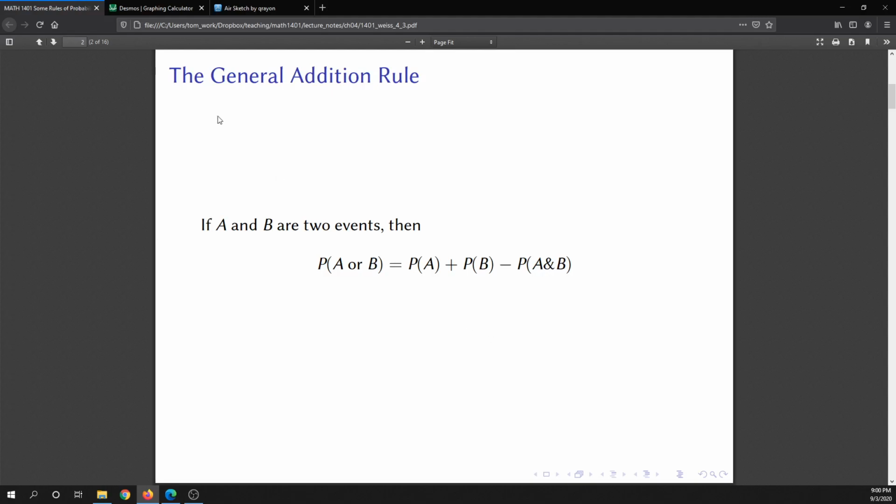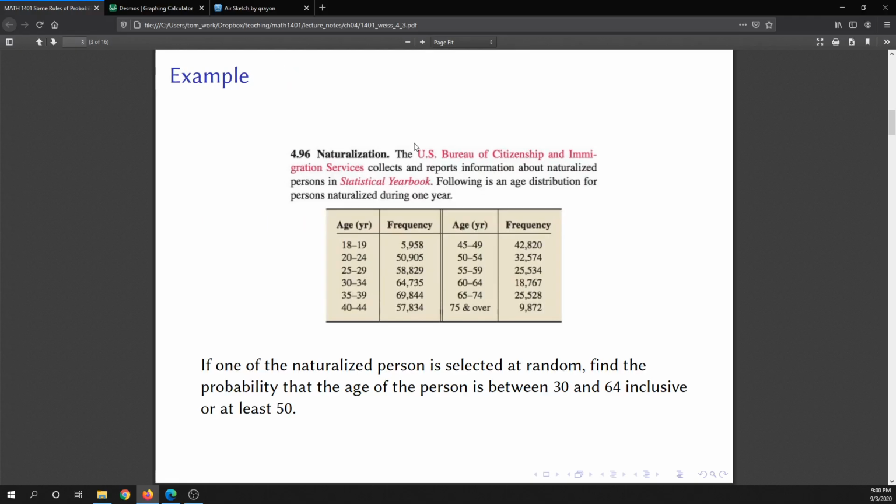Okay, so let's jump right into an example. This example is from our book, 4.96, about naturalization. It says the U.S. Bureau of Citizenship and Immigration Services collects and reports information about naturalized persons in a statistical yearbook. Following is an age distribution for persons naturalized during one year. So over here are their ages, right, of the people that became U.S. citizens, and here are how many people in that age group became citizens. Okay, and the table continues over here with ages and then frequencies as well.